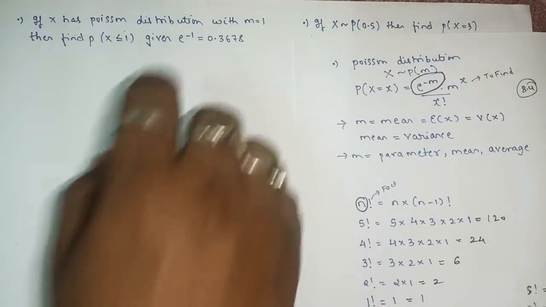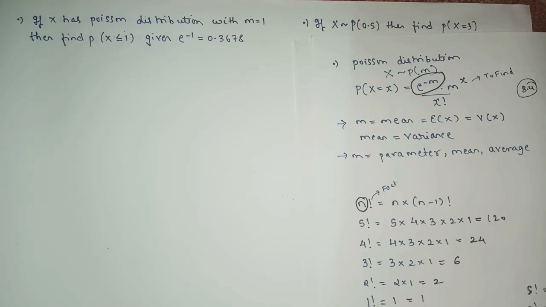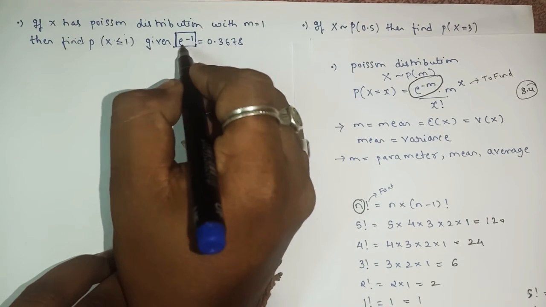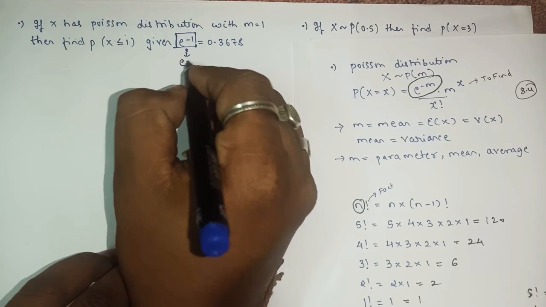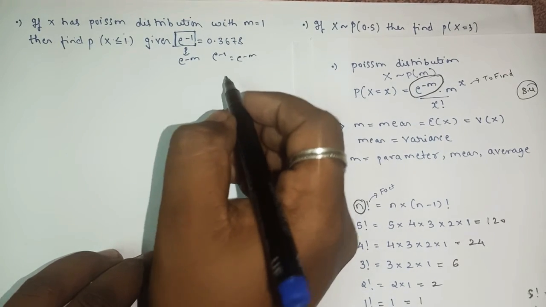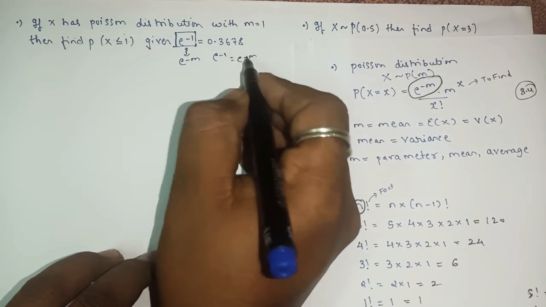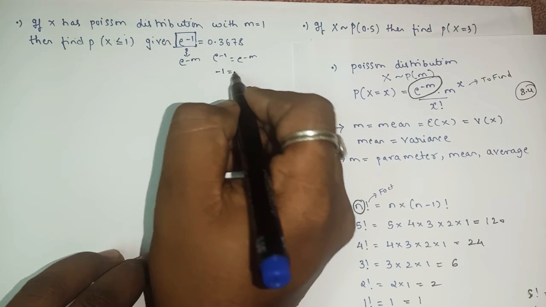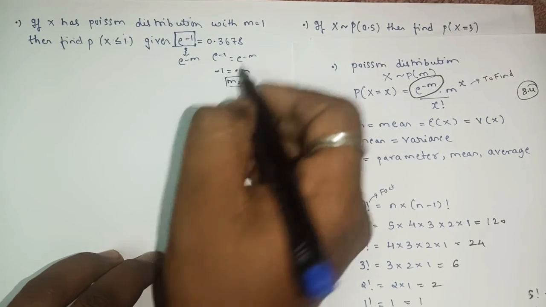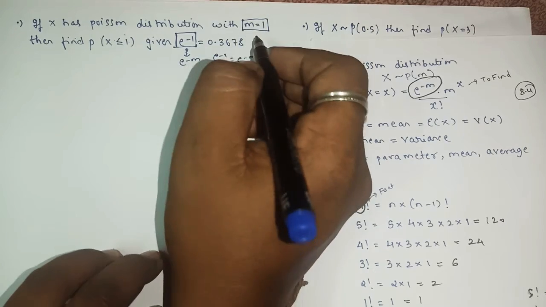And here we have the ready-made value of e raised to minus 1. Suppose in the question the value of m is not given, still we can find it by using this value. We know that e raised to minus 1 looks like e raised to minus m. Simply compare the power: minus 1 equals minus m. The minus will get cancelled, so m equals 1. Here we have the ready-made value of m, already given in the question.